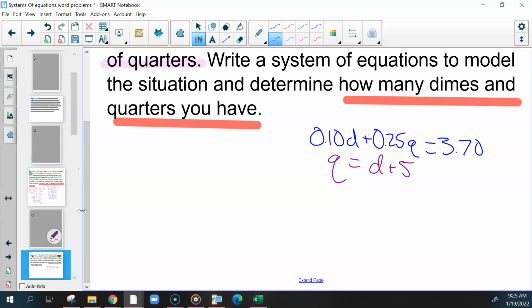First, we need to have x's and y's, which we don't right now. It doesn't matter which variable you choose to be x or y, but whichever one you choose needs to be consistent. So let's say I make d x, then in both they need to be x. If I make d y, then they both need to be y. That part doesn't matter. So I'm going to say my d is now x, and my q is now y. If it helps you to actually see it, rewrite it.